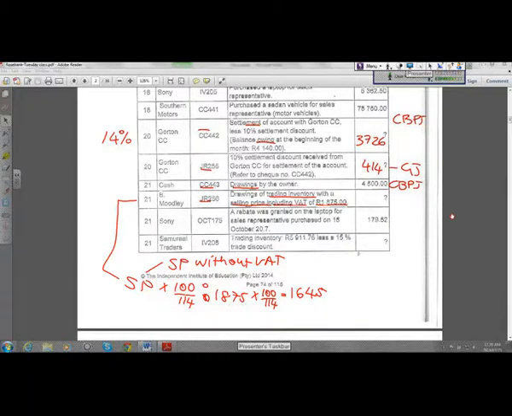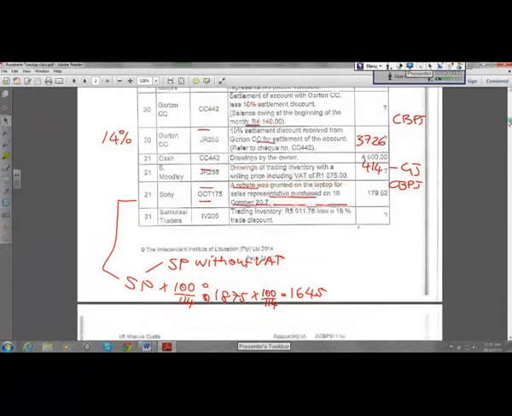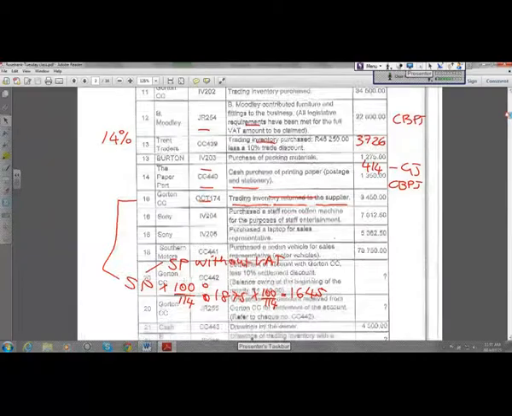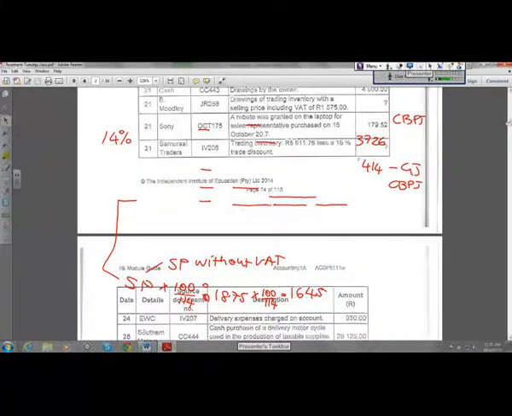So when the owner is taking the inventory for personal use, we will have to work out the cost. This is the selling price without VAT. To be able to calculate the cost, we'll just need to see if there is any information given to us that can help us to work out the cost price. So let's just go back a little bit and see if there is anything they have told us.